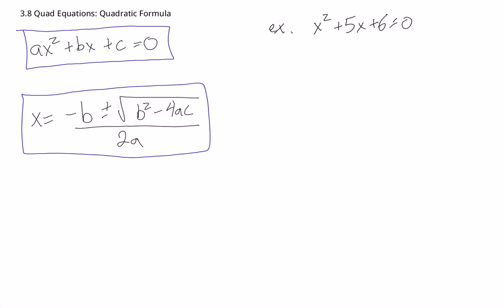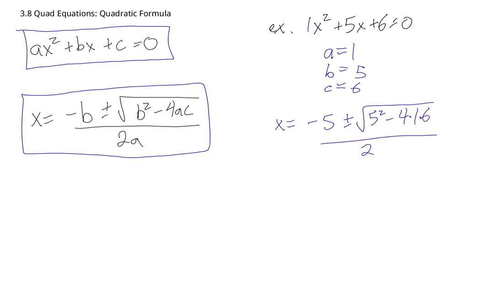So let's do this first example. You can see we have x squared plus 5x plus 6. That means our a will be 1, right? There's nothing in front of the x squared, but we can always put a 1 there. Our b will be 5, and our c is 6. So all we have to do is plug all of those things into our formula. So you have minus b, so minus 5, plus or minus the square root of b squared, so that's 5 squared, minus 4 times 1 times 6, divided by 2 times 1.